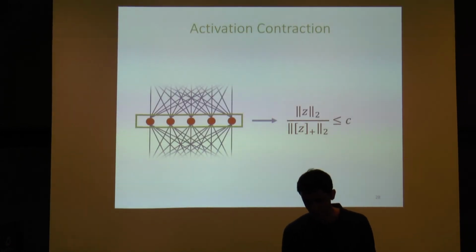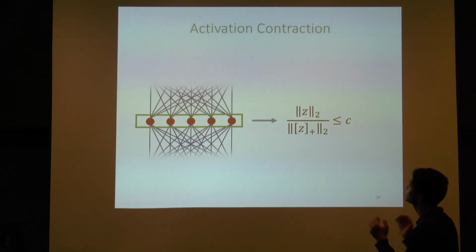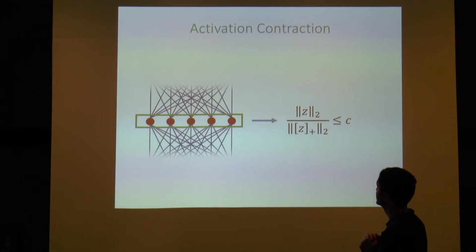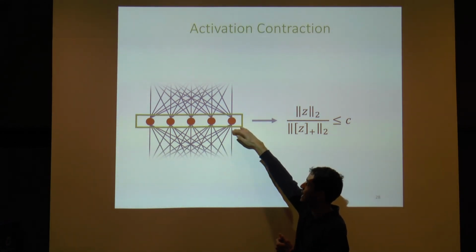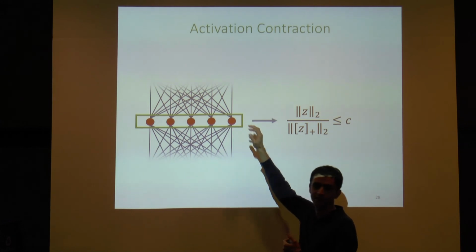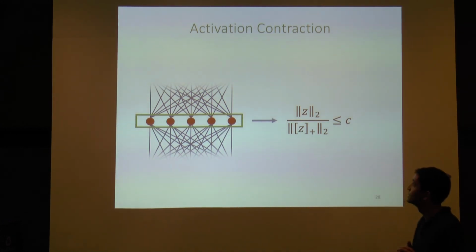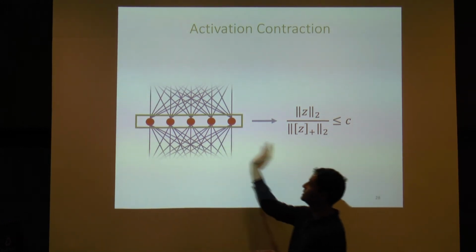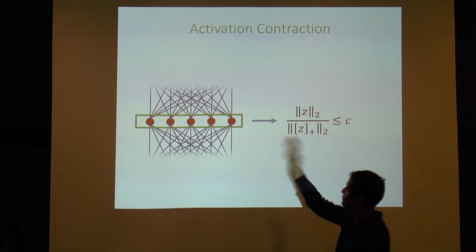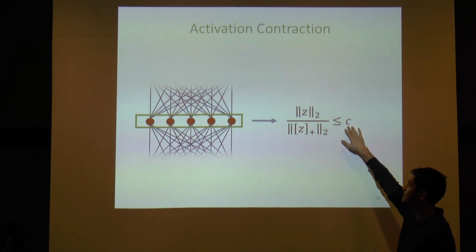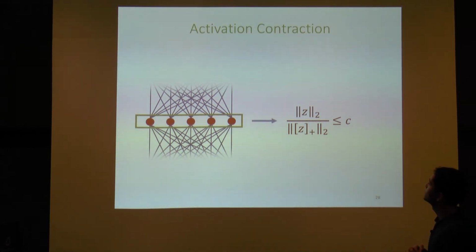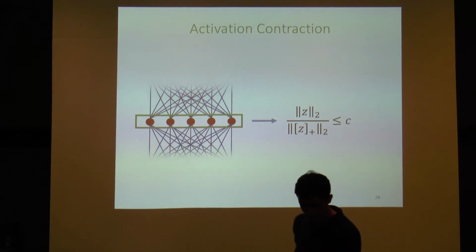And the last property is activation contraction, and this is also something that people observe in practice. If you talk to practitioners, they say that the norm of data before the activation functions, which is ReLU, is not very different from the norm of data after that. That's because data is roughly well distributed, and half of the activations are active, half of them are inactive. So this is actually a really small constant, roughly like 2 or something like that. So this is the third property that we need.